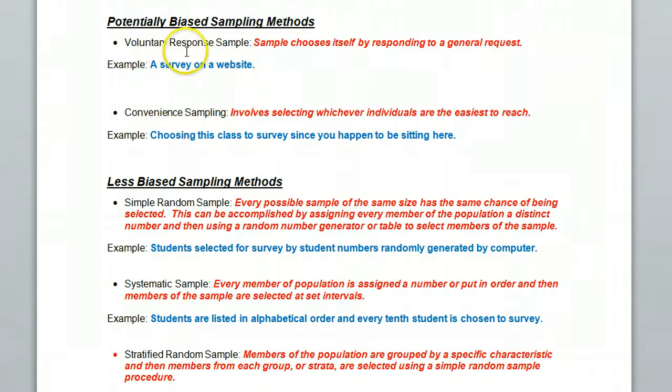Voluntary sample is when the sample chooses itself. For example, if you post a survey on a website or mail out a survey or set up a table and invite people to stop by and fill out your survey. Voluntary. And then there's convenience. That's just doing the easy thing: walk into a room, survey whoever you see, get on a bus, survey everybody on the bus just because they're there. Convenience sampling. That's by its nature biased.